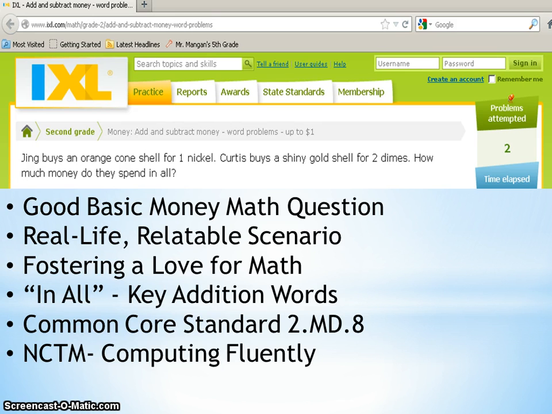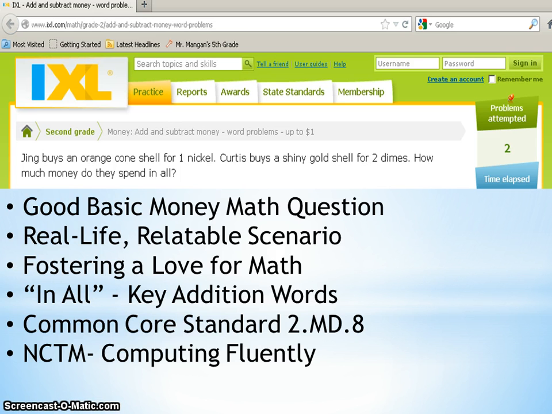And it does not show that math is for 15 years from now when they finally get a job, but it is right now. It is also considered a good math question because it has the words "in all," which are key addition words, and it's very important to develop an understanding of when to add and subtract, especially at a young age, and providing the words "in all" or key addition words whenever you're looking at problem solving.